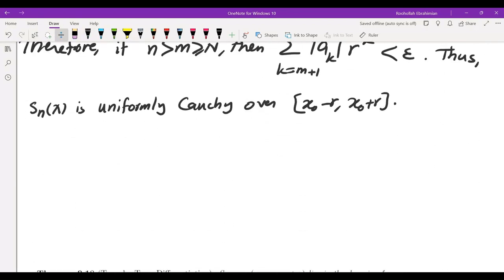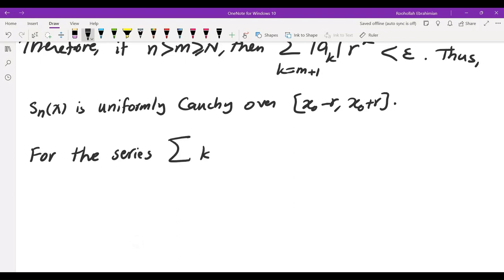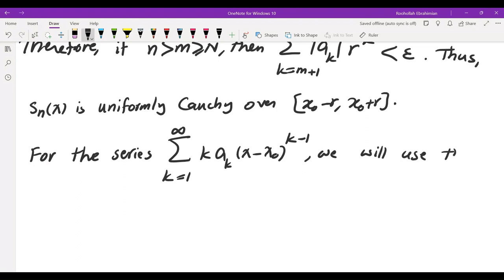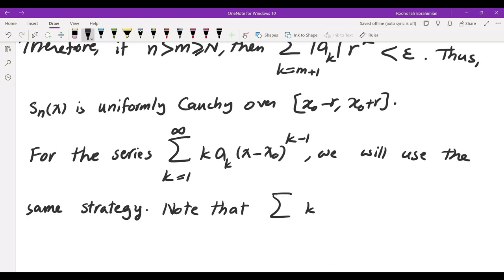For the other series, the sum of k a_k (x minus x_0) to the power of k minus 1, k equals 1 to infinity, we will use the same strategy. The only difference is that instead of having the sum of (r over s) to the power of k, we need to look at this one, (r over s) to the power of k minus 1. Note that this one converges by the ratio test.